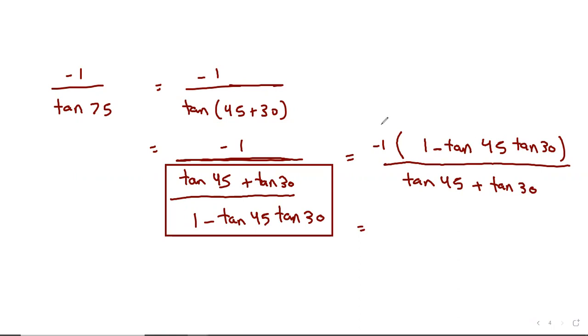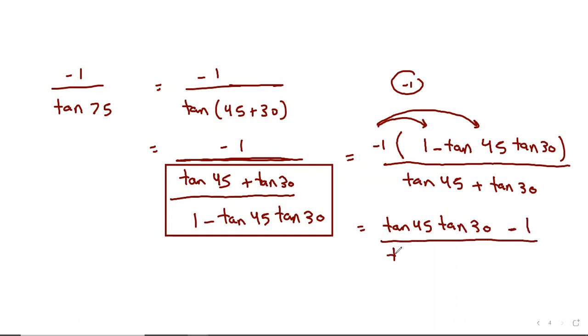So multiply this negative here by all terms. So that is going to be negative 1 multiplied by 1, it's negative 1. And negative 1 multiplied by negative tan 45 tan 30 will be positive. So write it as (tan 45 tan 30 − 1) over (tan 45 + tan 30).